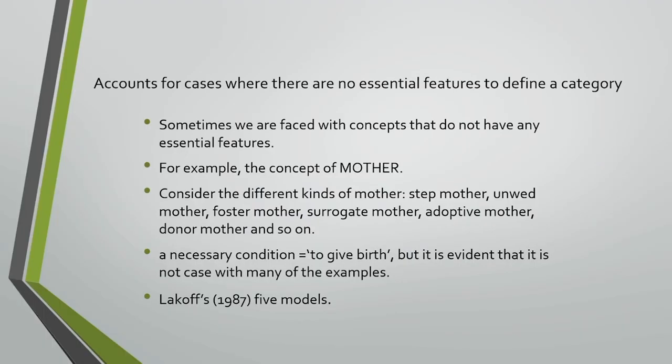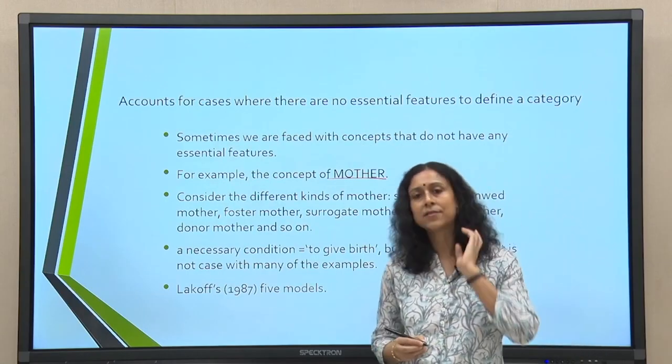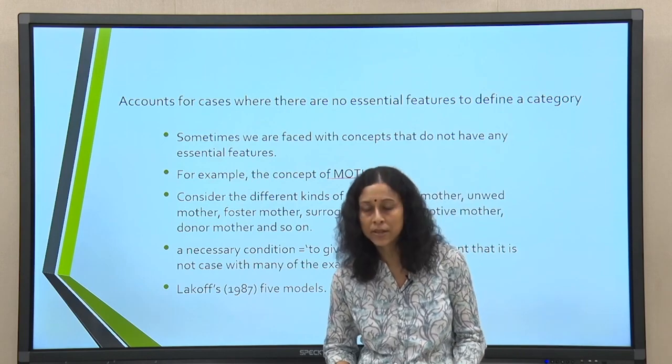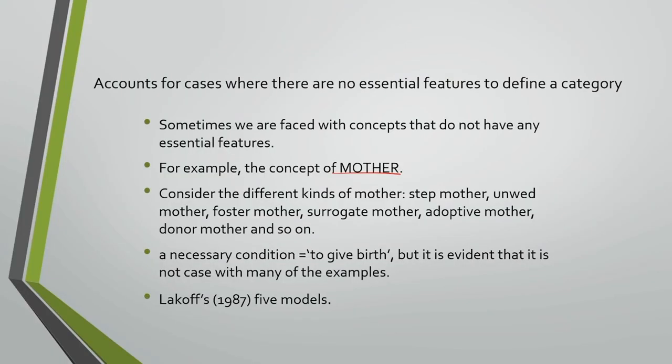Similarly, frames are also very useful to account for cases when there are almost no essential features, like the case of mother. Now, we might find it surprising if we say that the category mother has no essential features, because we all know it is almost unequivocal who a mother is. But let us see that even something as essential and as taken for granted a concept like mother can also be difficult to put together. So, let us consider the different kinds of mothers. So, you have step mother, you have unwed mother, foster mother, surrogate mother, adoptive mother, donor mother and so on.